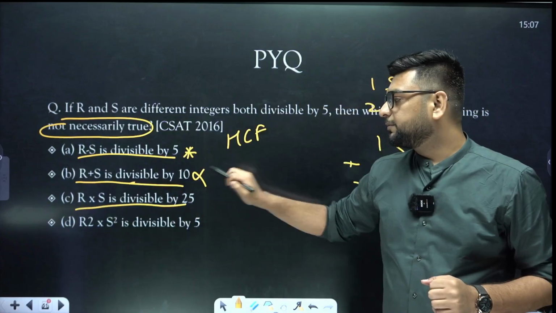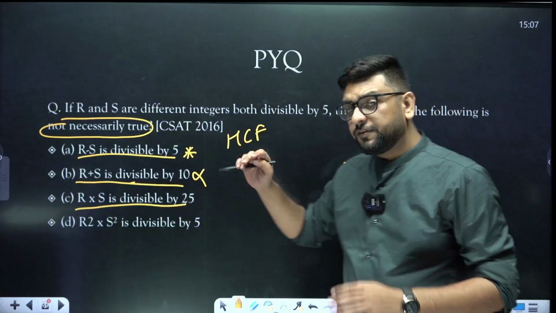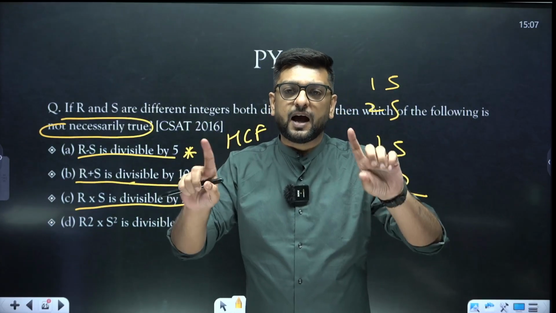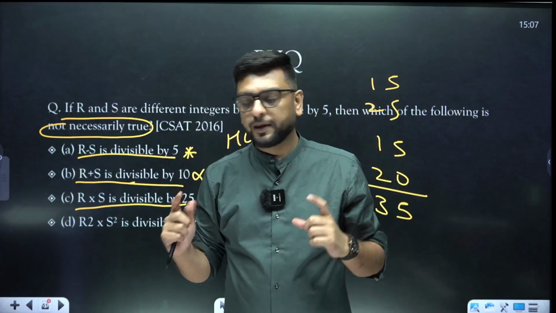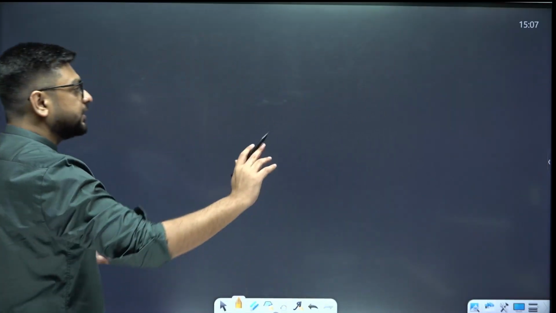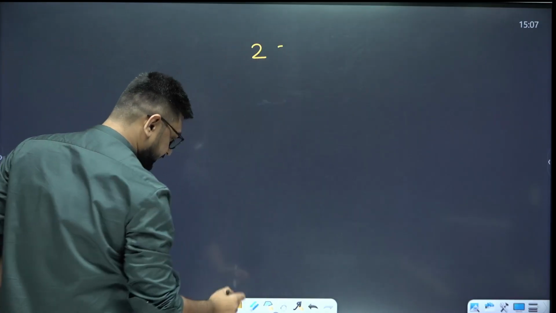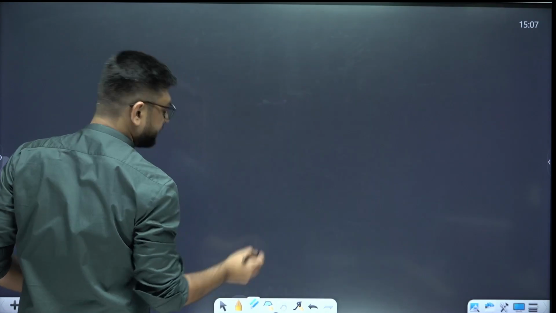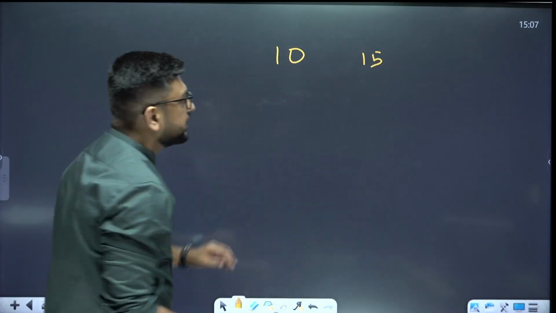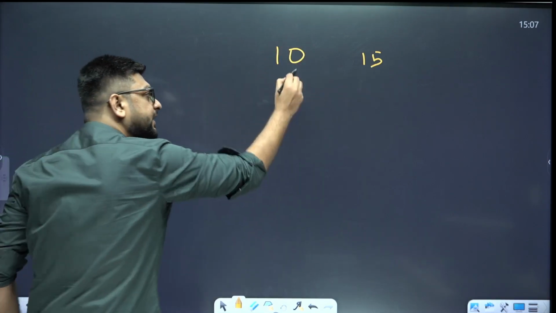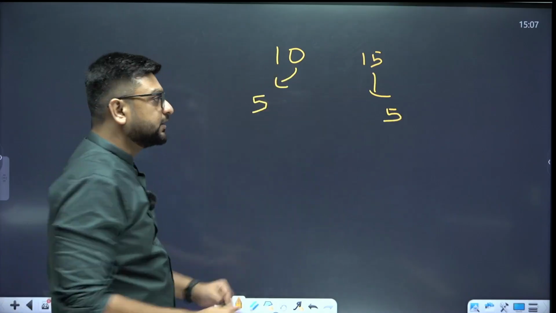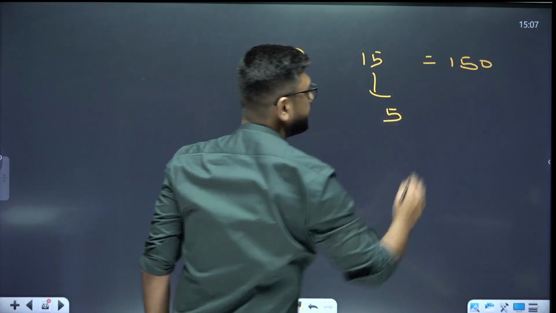R into S is divisible by 25. Try to understand this thing. If a number is a multiple of 5 and another number is also a multiple of 5, that means I have two products of 5. Clear? What I am trying to say is, let's suppose one number is 10 and another number is 15. They both have a factor of 5. I can take out 5 from here, and I can take out 5 from here. And if I multiply these numbers, this will come as 150.